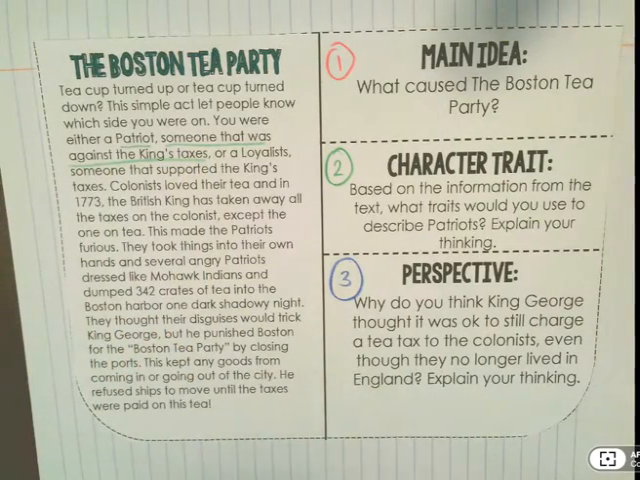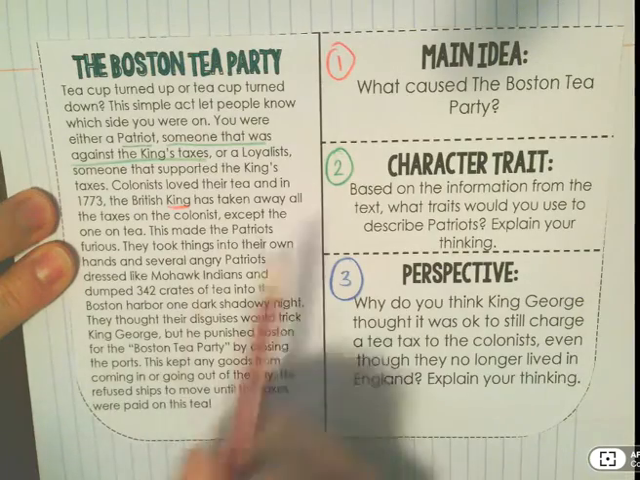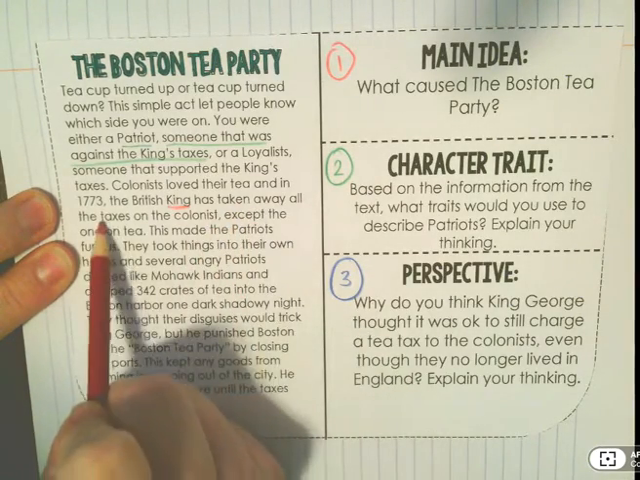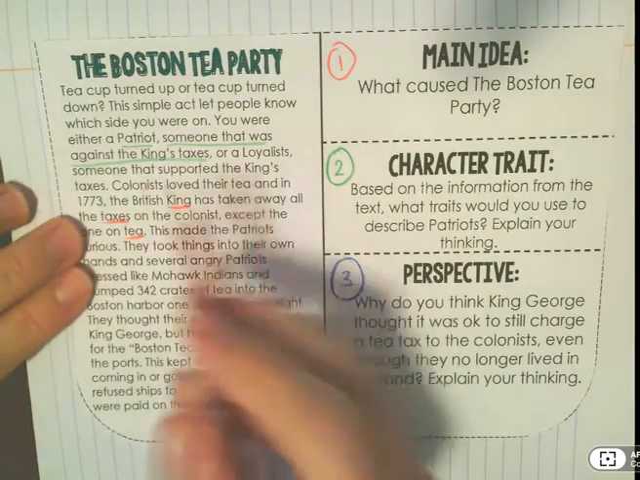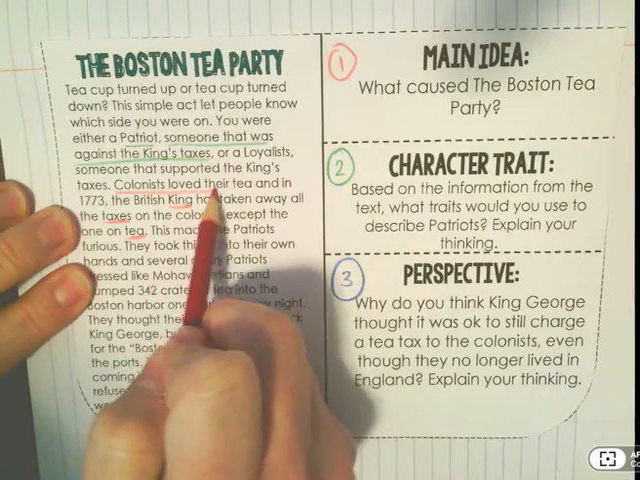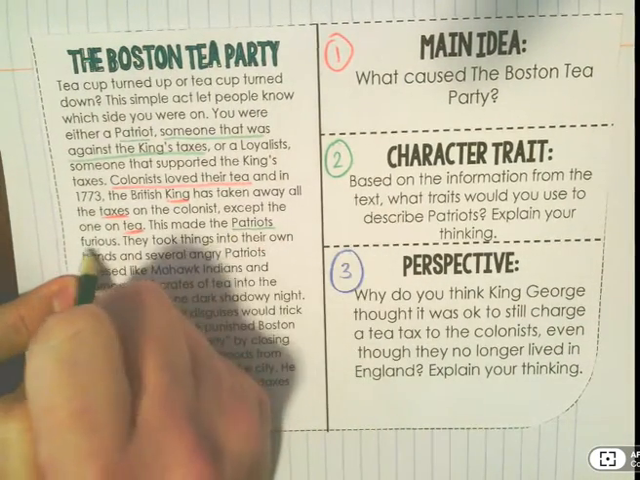All right, colonists loved their tea, and in 1773, the British king has taken away all the taxes on the colonists except the one on tea. All right, so that's going to help us a little bit with our main idea. We know that the king is an important person that they're talking about, and they are taxing the tea. And I guess the fact that the colonists love their tea is probably really important too. This made the patriots furious. So again, we see that word patriots, and we know that those patriots are furious.